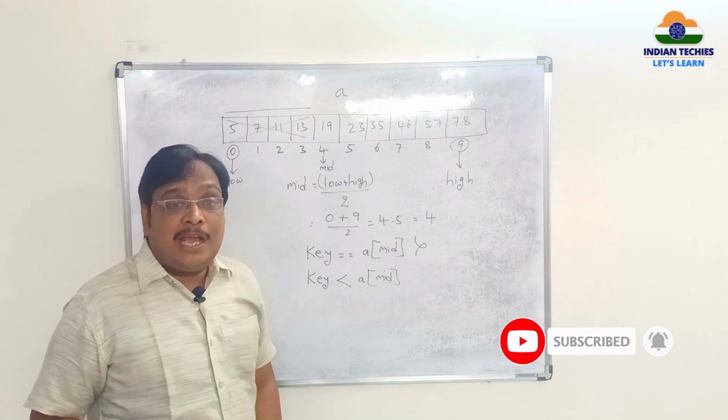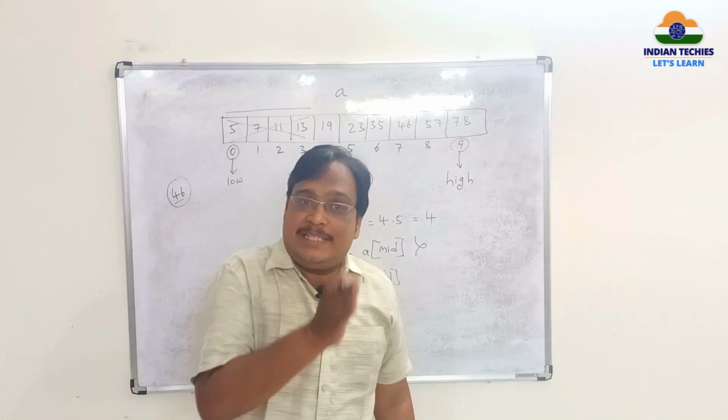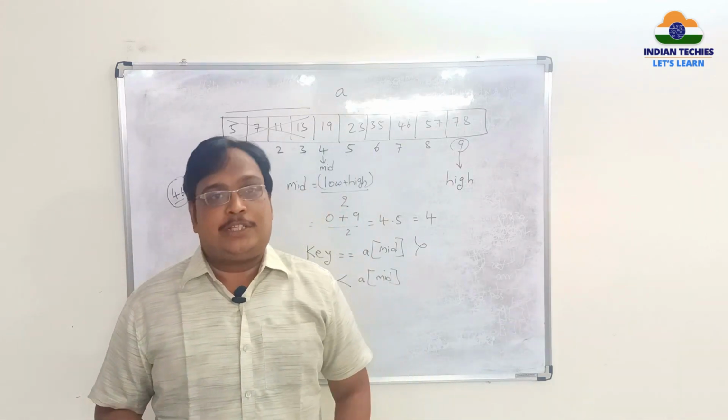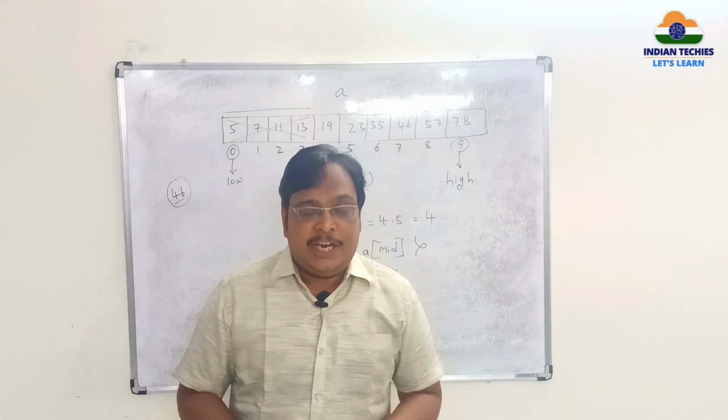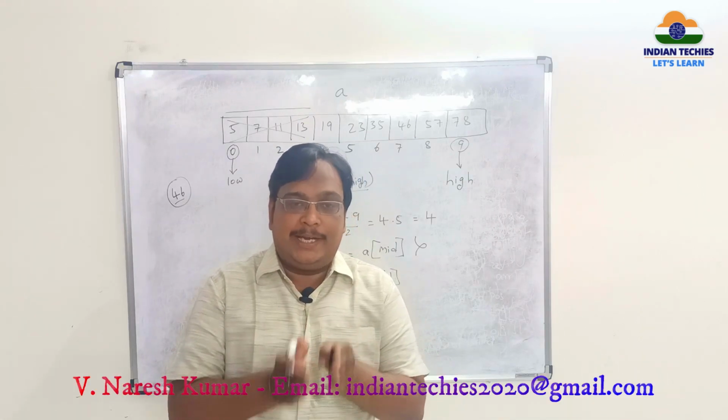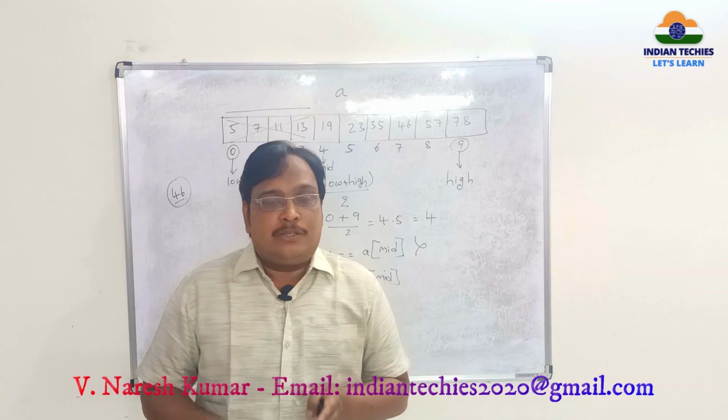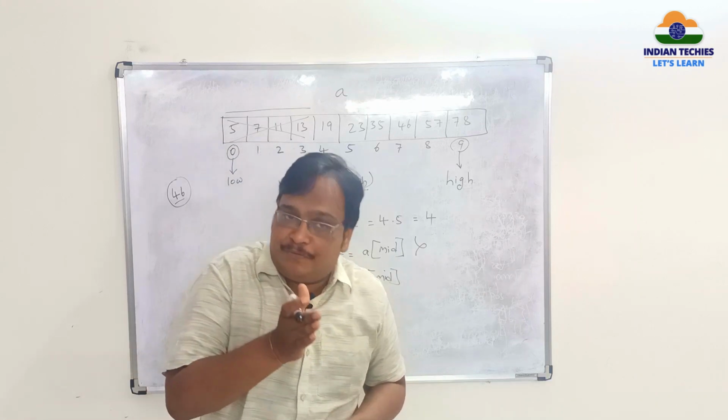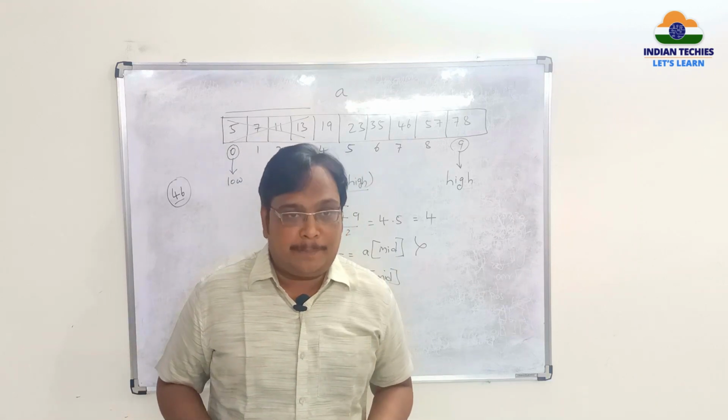The meaning is that half of the elements have been skipped for comparison. Suppose you have 1 lakh elements; if your value is not at mid or on the left side of the mid, then around 50,000 elements you need not compare.